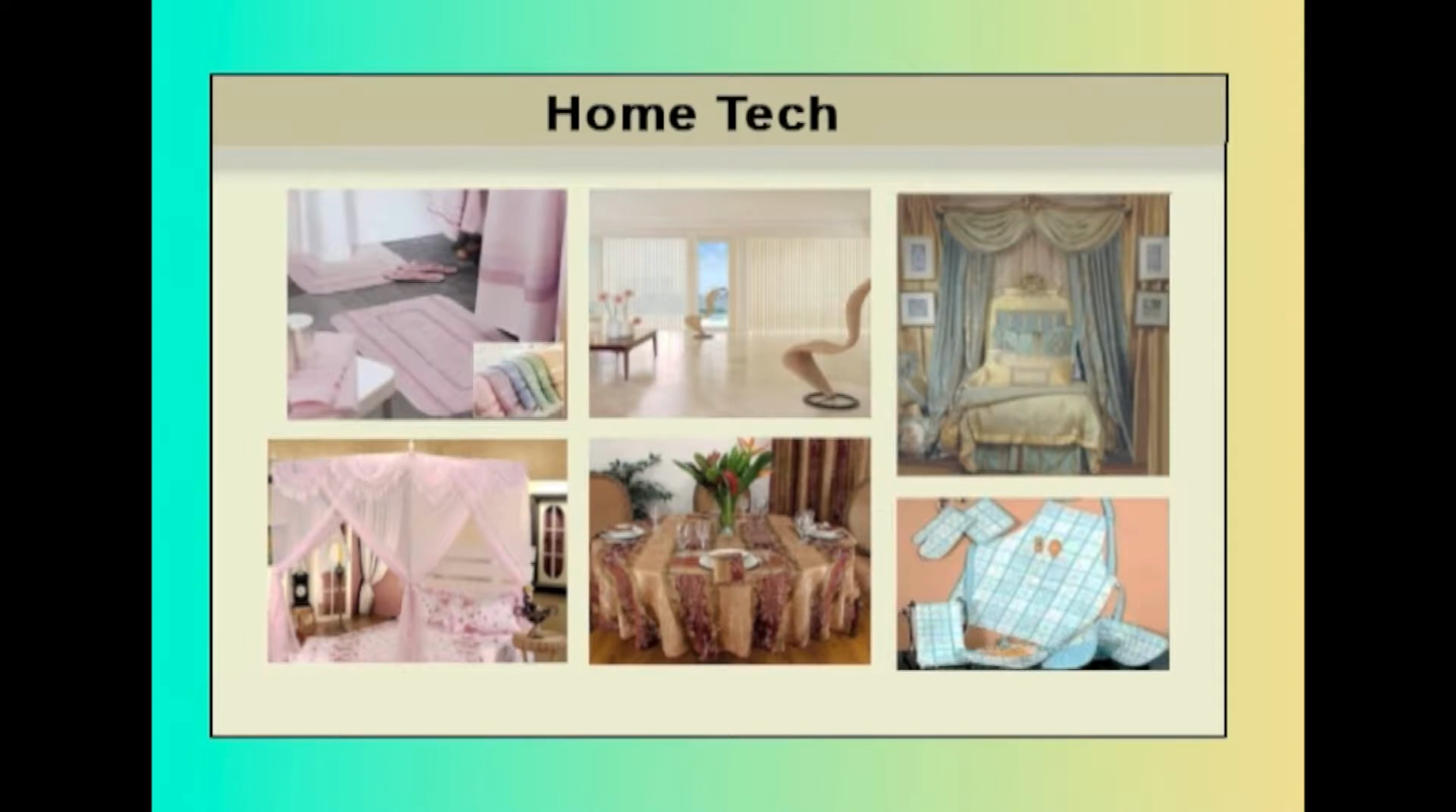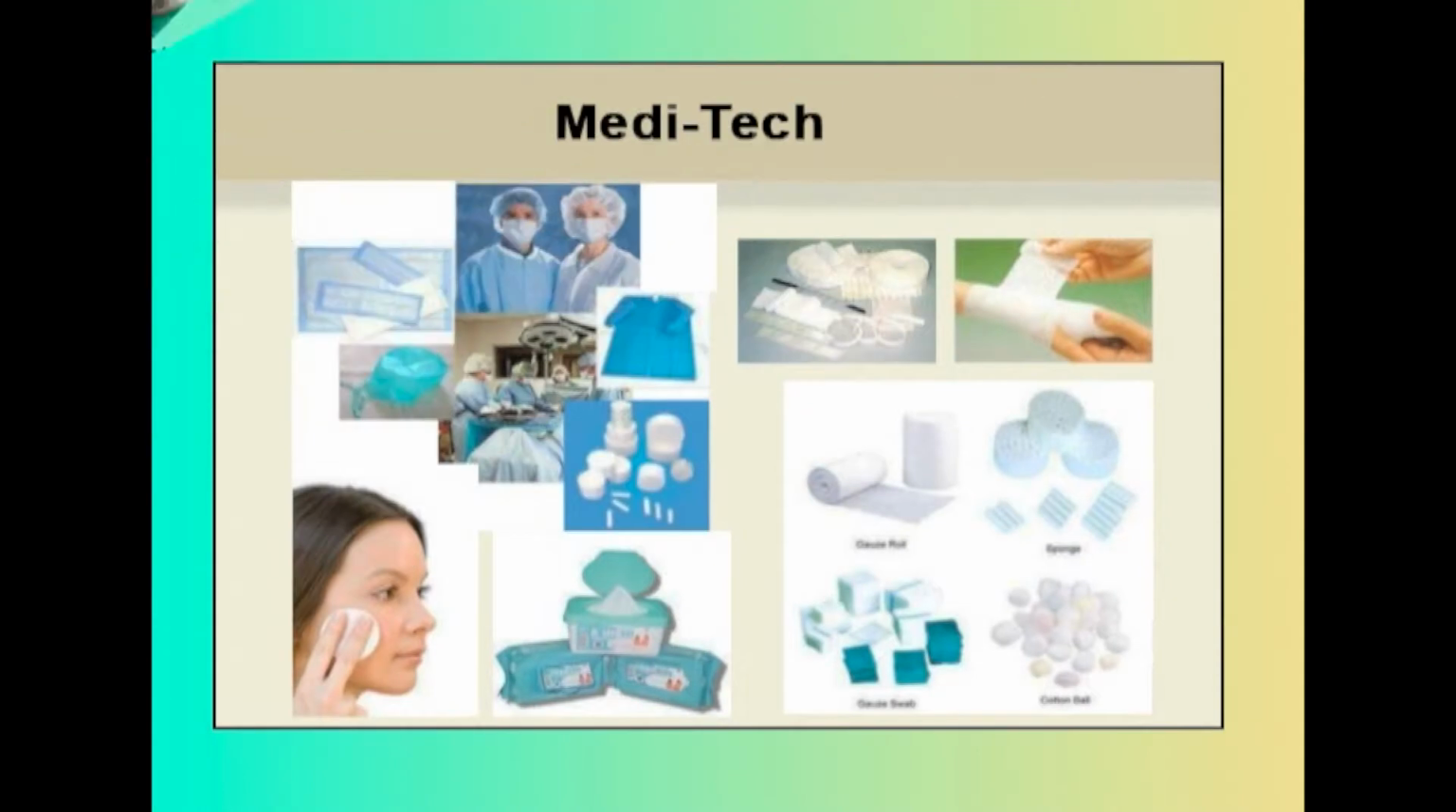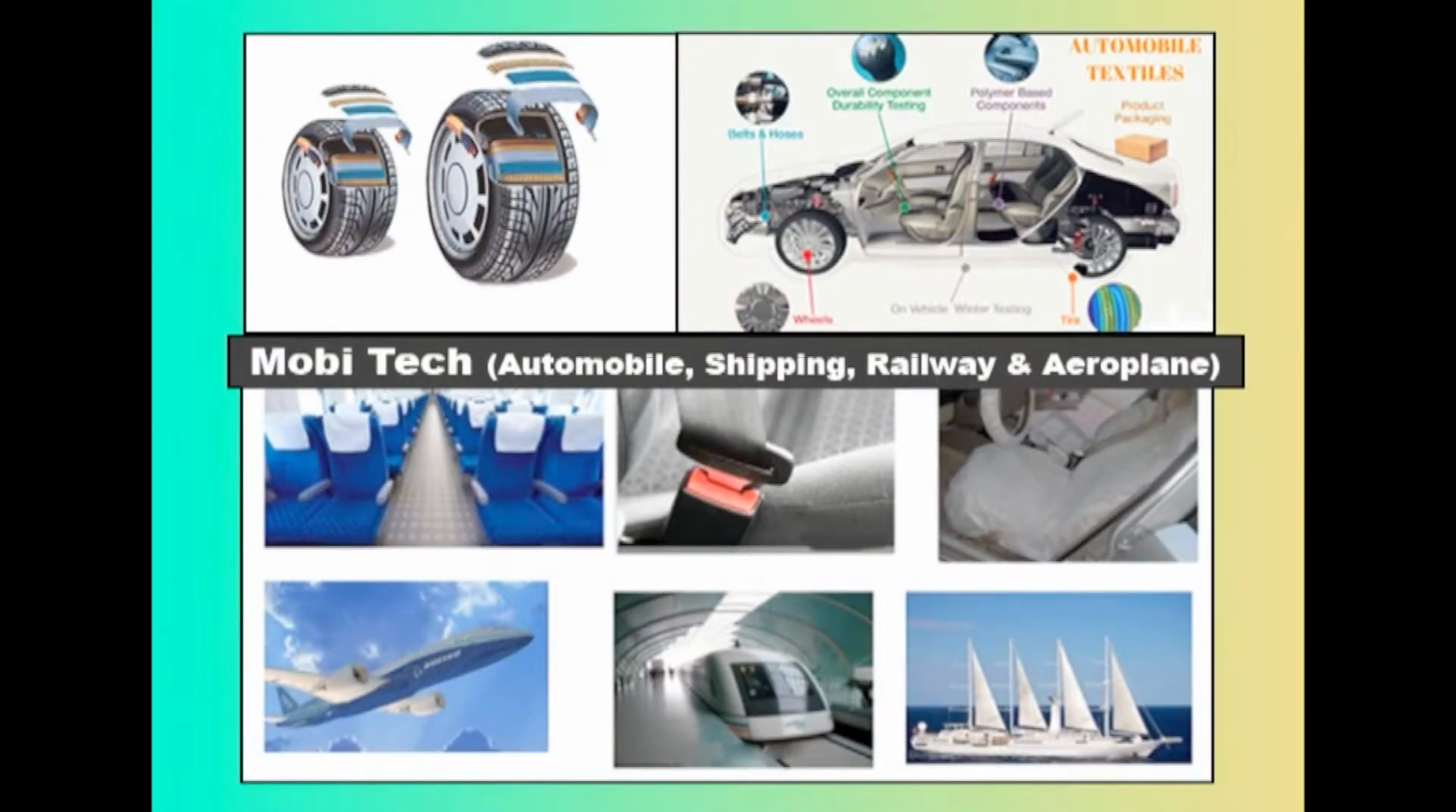The next is Hometech. It talks about technical components of furniture, household textile and floor coverings. The next is Indutech. It talks about industrial users. The next is Meditech. It is about hygiene and medical products. The next textile is Mobitech. It talks about automobile, shipping, railway and aeroplane.